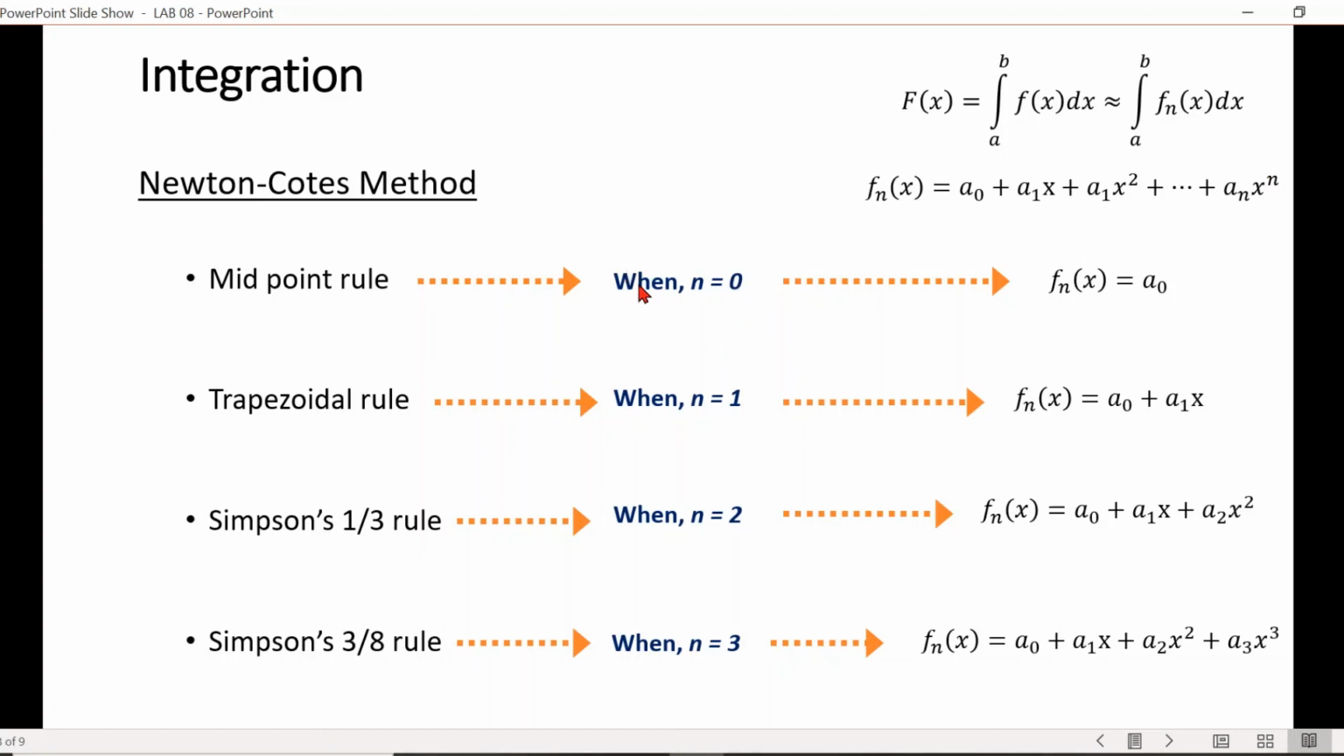For example, when the power n is 0, we only have the first term of the polynomial that actually represents the midpoint rule. When the power is 1, we have trapezoidal rule with the first two terms from the polynomial equation. When n is 2, we have Simpson's 1/3 rule, and for n equals 3, we get Simpson's 3/8 rule.